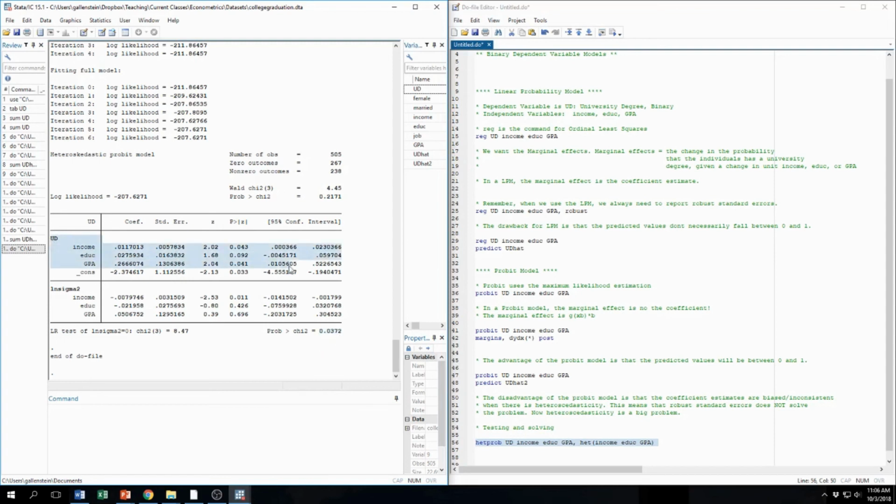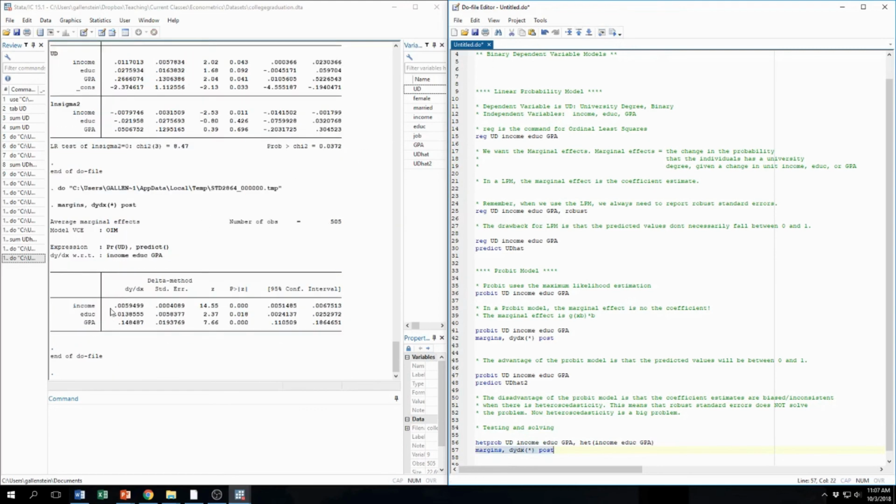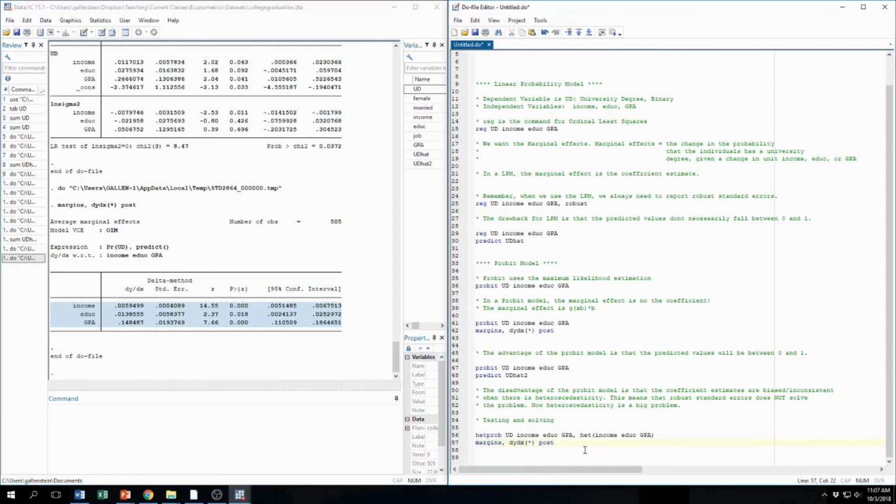Then this reports my coefficient results that are robust to that heteroskedasticity. But now I don't want the coefficient results, I want the marginal effects, so I come back in and say margins, dydx, comma, post. Now I'm going to calculate my marginal effects, and these will be my heteroskedasticity-robust estimates of the marginal effects for my Probit model. Okay, so this would be testing and solving for the heteroskedasticity.